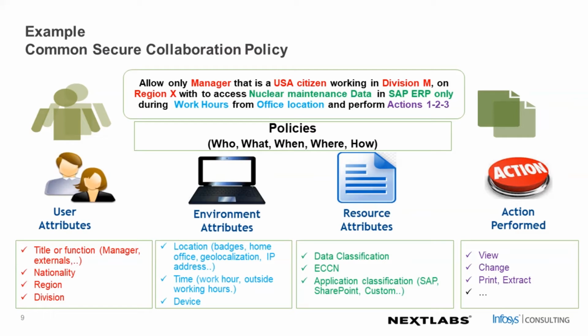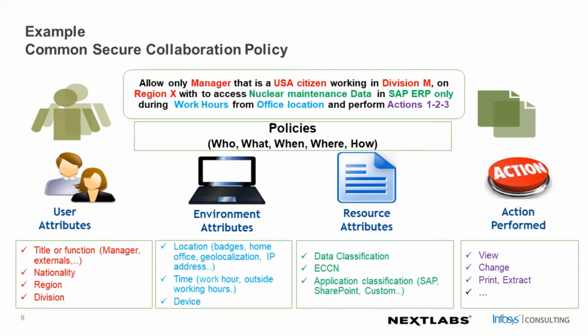The second type of attributes are environment attributes. These are attributes which relate to how the user accesses the system, or environmental attributes which are surrounding the system, like IP address, the computer ID or the workstation ID, the time at which the user is trying to access.